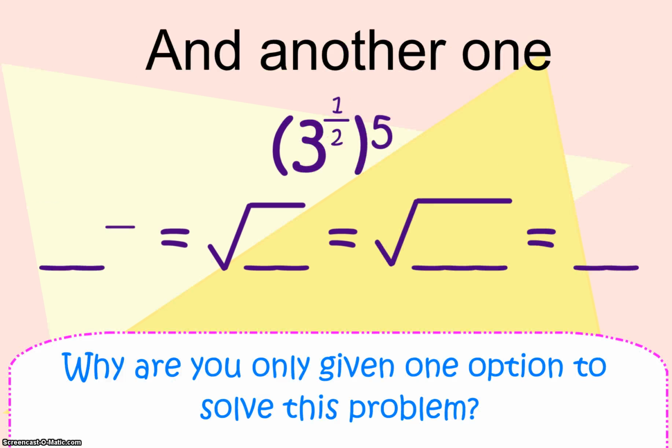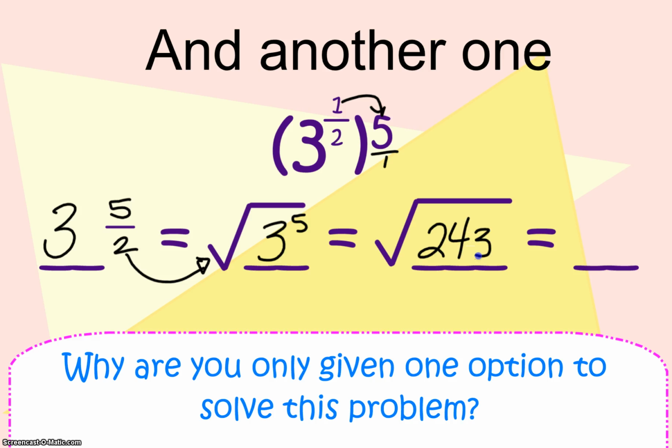So let's try another one. Your base is still 3. 1 times 5 is 5 over 2, because this becomes a fraction of 5 over 1. We now get this 2 becomes your square root, and we have 3 raised to the 5th power. If you do that in the calculator, you get the square root of 243. And once you simplify that, you get 9 square root of 3. And remember, to simplify, you find your prime factorization.